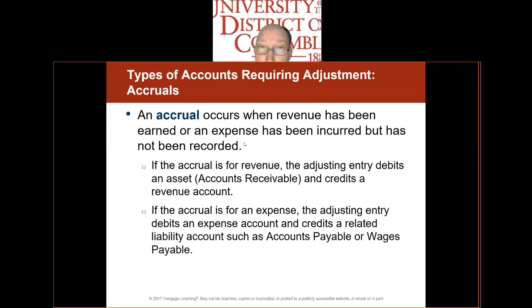An accrual occurs when revenue has been earned or an expense has been incurred but not yet recorded. So again, it's like getting that bill in the mail. We already know that we consumed the electric, but we haven't received the bill yet. When we receive the bill, that's when we enter it into the system. That's an accrual. The same could be said for revenue. When I make the sale but have not yet received the cash from the customer, I generate an accrual, which is called an accounts receivable. So it's like saying I'm making a sale on account.